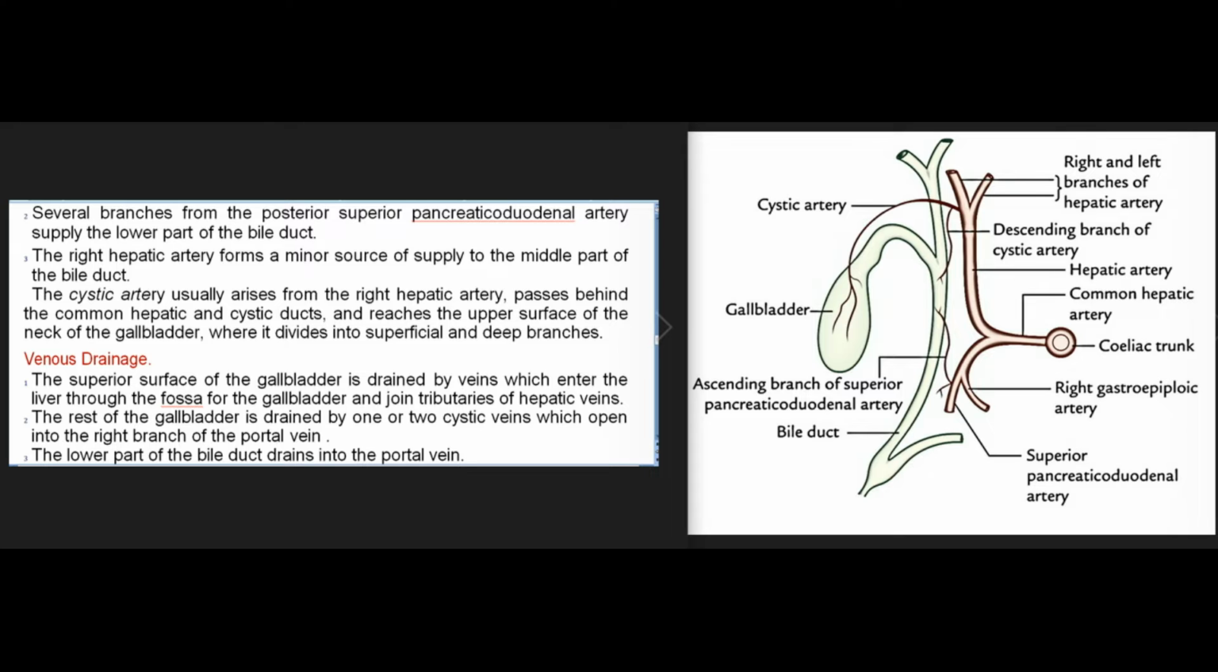Venous drainage. 1. The superior surface of the gallbladder is drained by veins which enter the liver through the fossa for the gallbladder and join tributaries of hepatic veins. 2. The rest of the gallbladder is drained by 1 or 2 cystic veins which open into the right branch of the portal vein. 3. The lower part of the bile duct drains into the portal vein.